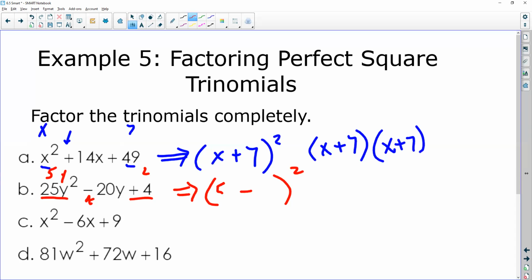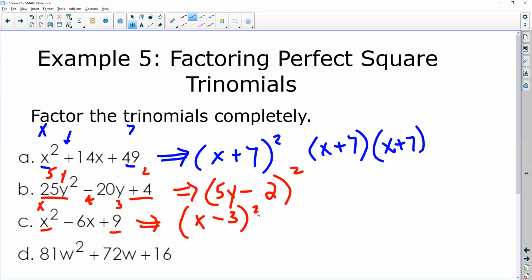So it's going to be 5y minus 2. Okay? Look at the next one. It is x squared plus 6x plus 9. So this is a perfect square. So is the 9. It's an x and a 3. x times 3 is 3x, times 2 is 6. So this is a perfect square. It's got a minus in front of the 6x, so I'm going to make this (x minus 3) squared.